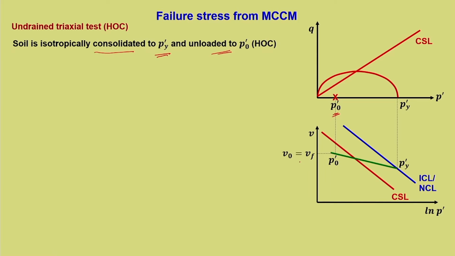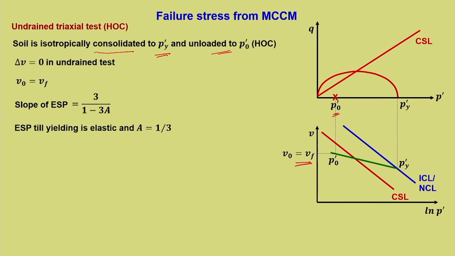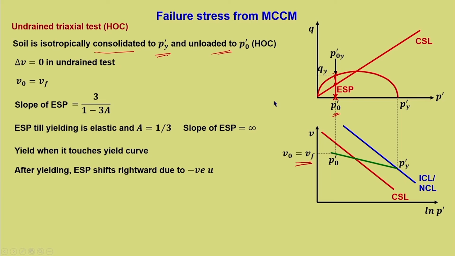V naught is equal to V F, delta V is equal to 0 in undrained test. So, V naught is equal to V F, slope of ESP is equal to 3 upon 1 minus 3A. ESP till yielding is elastic, the same information, yield when it touches the yield curve. So, up to here it is all clear. So, this is Qy and P naught dash y, the yield stresses.